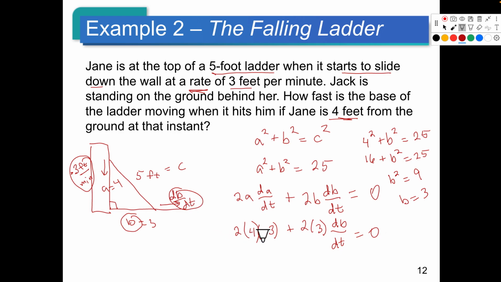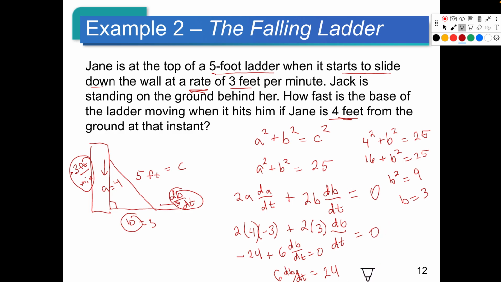2 times 4 is 8, times 3 is 24. So there's -24. 2 times 3 is 6 dB dt equals 0. We add 24 to both sides. So we get 6 dB dt equals 24. Divide both sides by 6, right? 24 divided by 6 is 4, 5, 6, 3, forget that, it's 4. Okay.